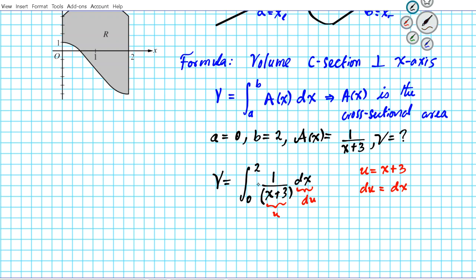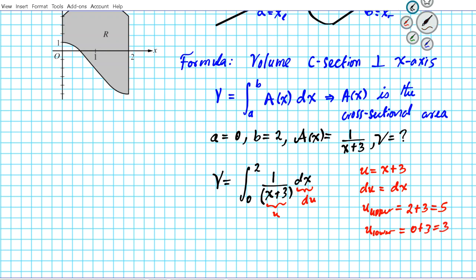Okay, now we also want to change the limits. You can either change the limits so everything is in terms of u, or you can resub after integrating so everything is in terms of x. I want to keep it in the u world, so we need the u upper. The upper limit for x is 2, so the u upper is going to be 2 plus 3. So everything advances by 3. So u upper is going to be 5. And then u lower, the lower limit, x is 0, so u lower is going to be 0 plus 3, which is 3.